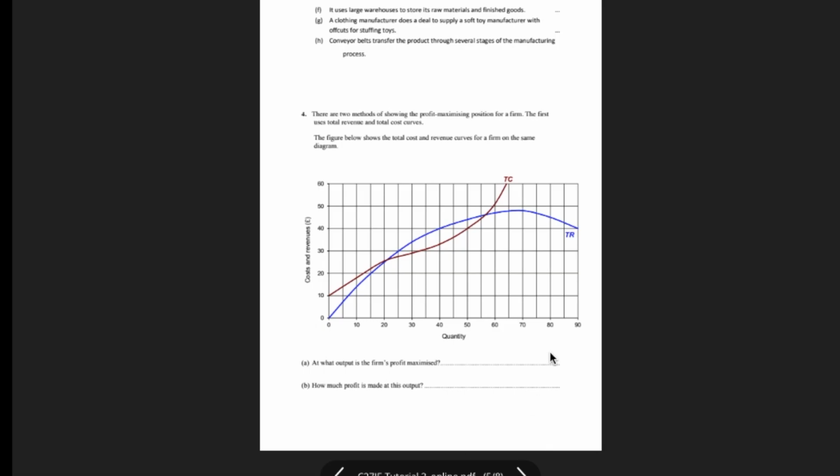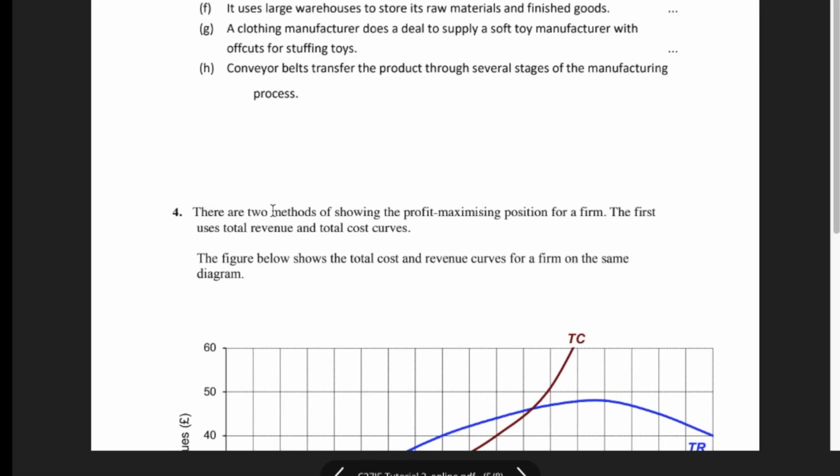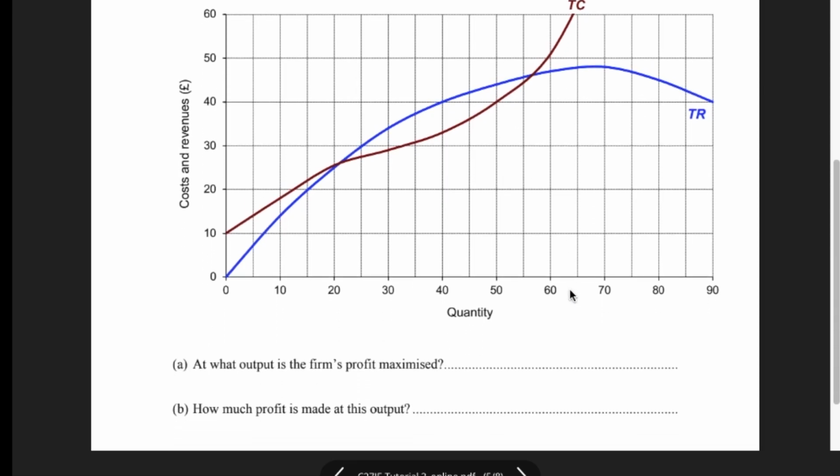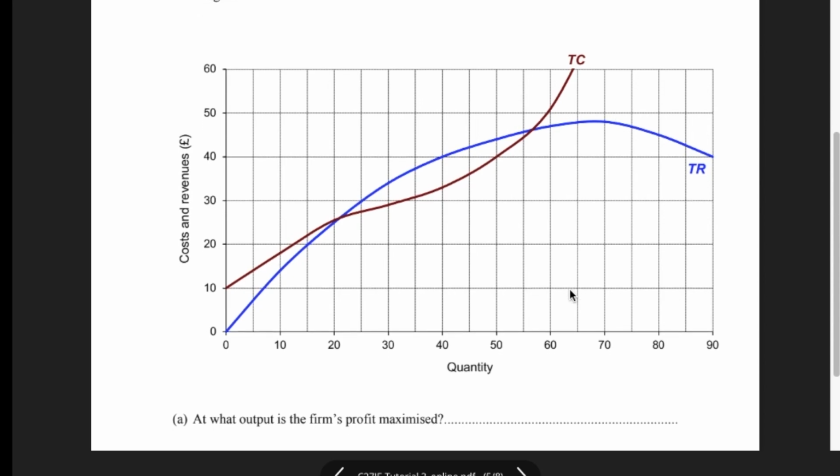Okay, so what have we got going on here? If you downloaded this tutorial sheet right off the beginning, you would have found there was a different question in here, an extra one. We've taken it out because there was a mistake. So we're moving on to this one now. You've been given the total cost and the total revenue curves for a firm, and you're asked to start off with: at what output is the firm's profit maximised?